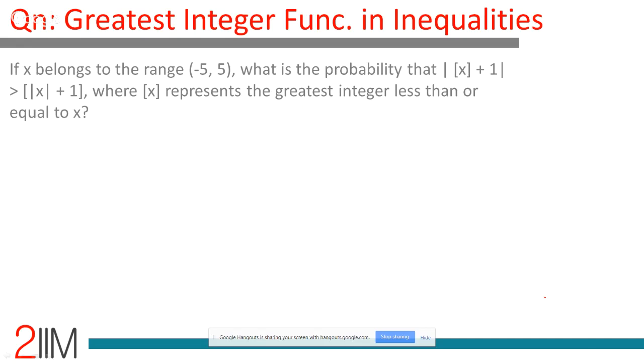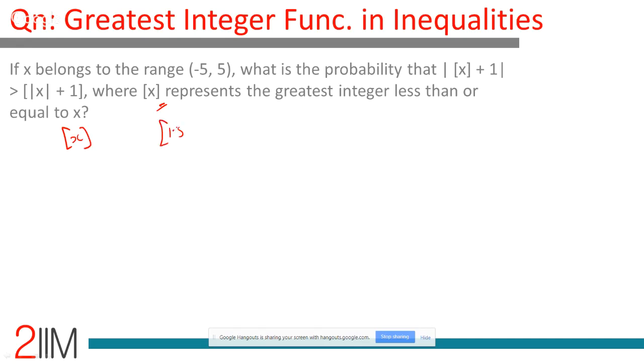The greatest integer function is a beautiful function. Basically, it returns the greatest integer less than or equal to x. It's a common enough function, but remember, you'll always be given this explanation. It's not a standard function like a modulus. It's a function that requires definition. The greatest integer of x, box of x, is the greatest integer less than or equal to x.